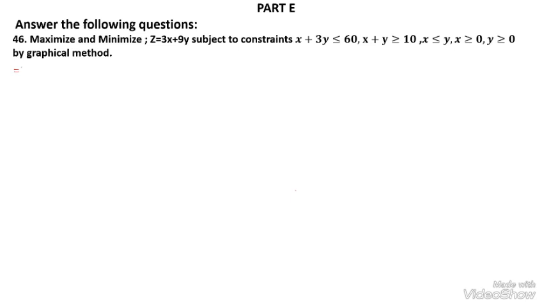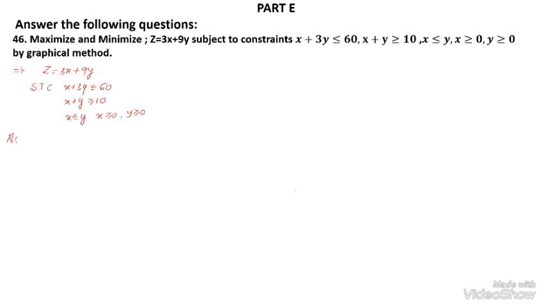First, I consider the equations. Here z equals 3x plus 9y. Subject to the constraints: x plus 3y less than or equal to 60, x plus y greater than or equal to 10, x is less than y, and x is greater than or equal to 0, y is greater than or equal to 0. I can take the values for these three equations: x plus 3y less than 60, x plus y greater than or equal to 10, and x is less than y.